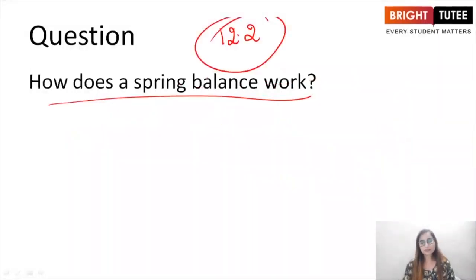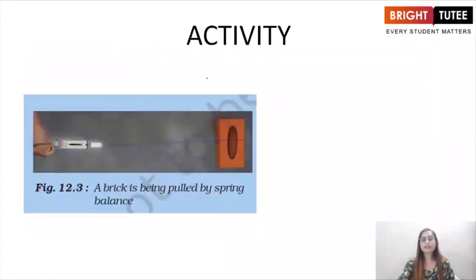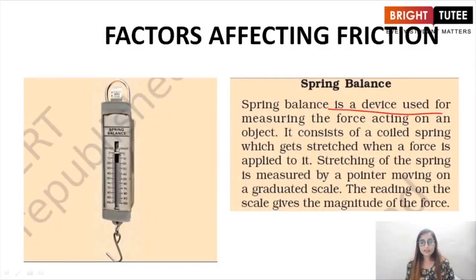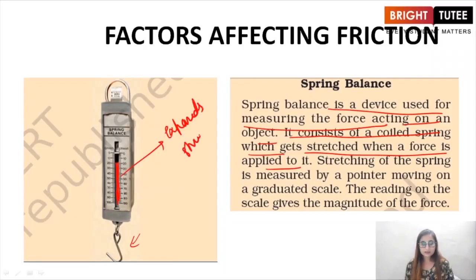How does a spring balance work? So students, let us go into the definition directly. Spring balance is a device used for measuring the force acting on an object. It consists of a coiled spring which gets stretched when a force is applied to it. This is the coiled spring. This expands or stretches whenever there is a force applied on the end. The stretching of the spring is measured by the pointer moving on the graduated scale. There is a pointer which moves on the graduated scale. The reading on the scale gives the magnitude of the force, right? So this is how spring balance works.